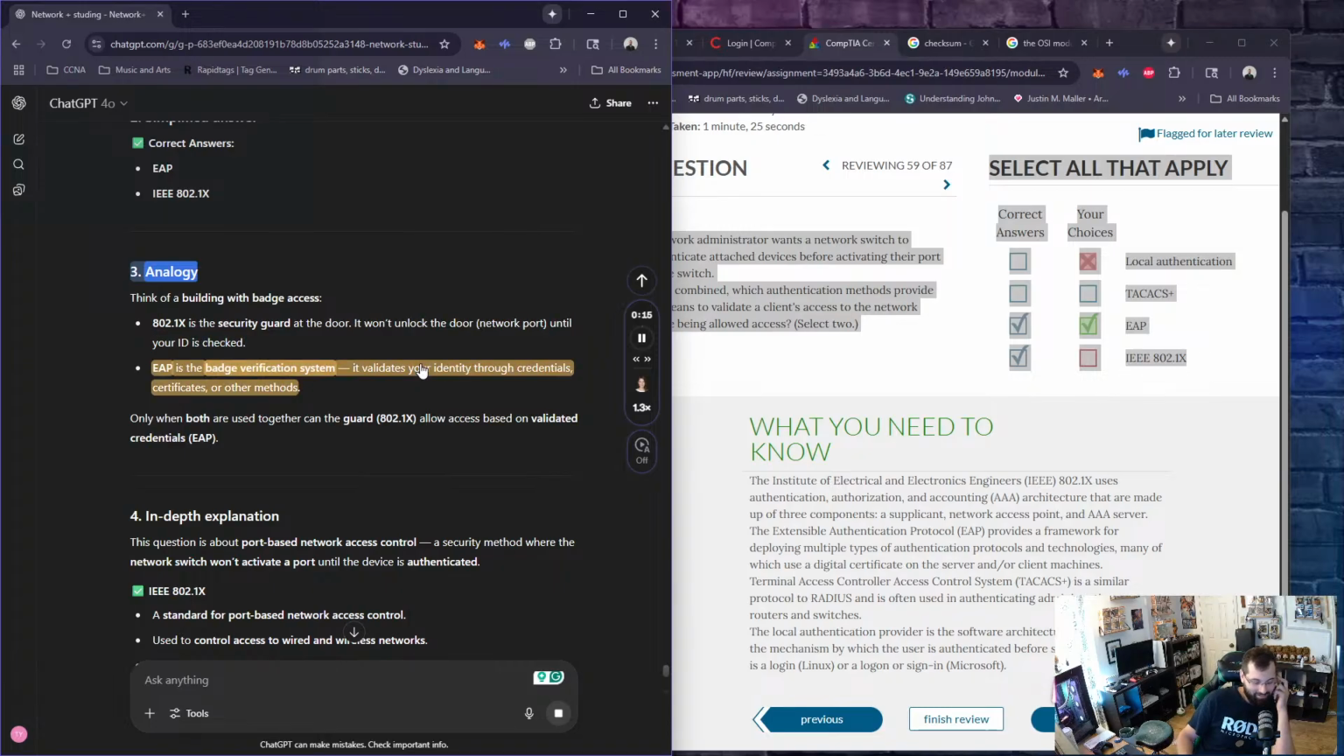Three, analogy. Think of a building with badge access. 802.1X is the security guard at the door. It won't unlock the door, the network port, until your ID is checked. EAP is the badge verification system. It validates your identity through credentials, certificates, or other methods. Only when both are used together can the guard, 802.1X, allow access based on validated credentials, EAP.